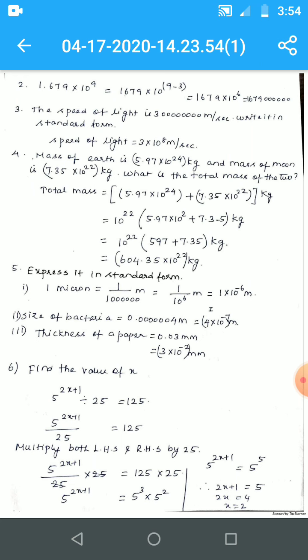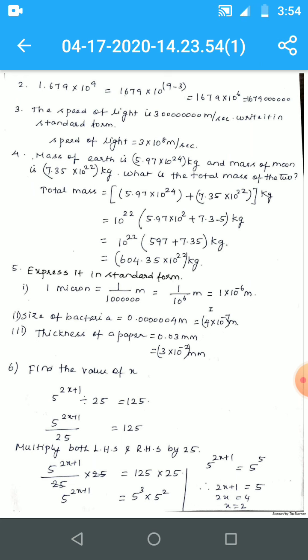The size of bacteria is given as 0.00004 meter. How many places are we moving away from 4? 7 times, right? So I am moving the decimal point backward from 0.0 till 4. How many places am I moving? 7 places backward. So 4 into 10 to the power minus 7 meter.